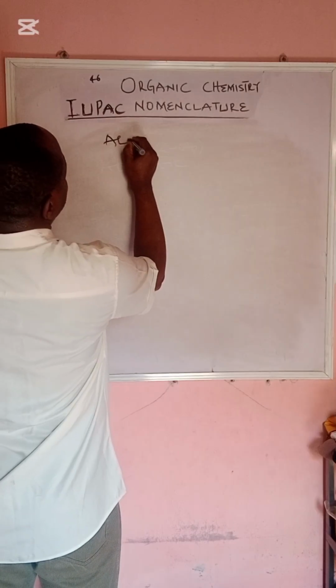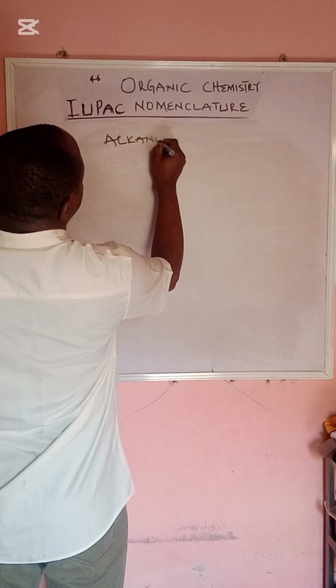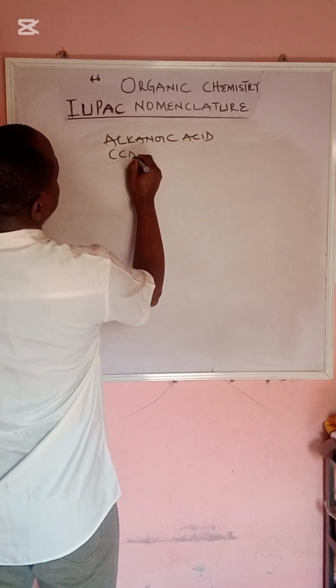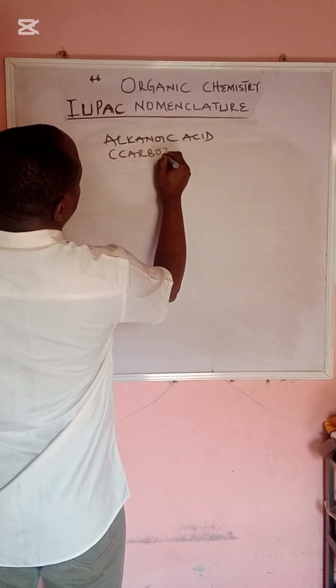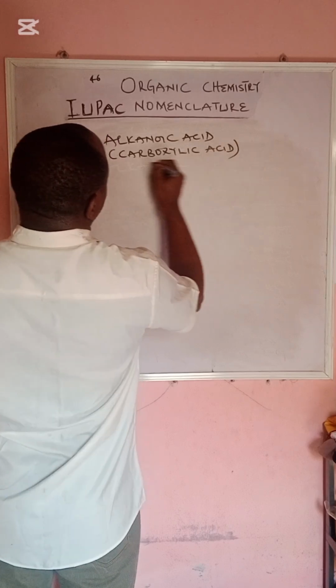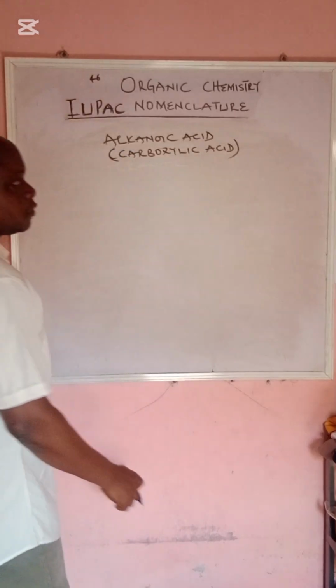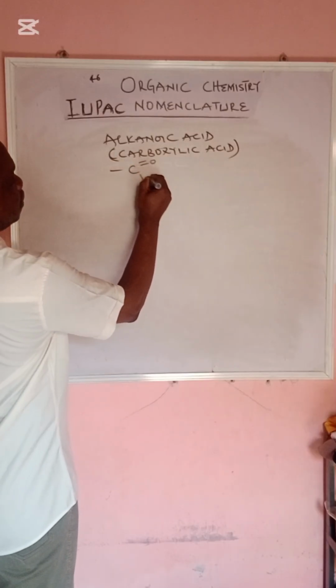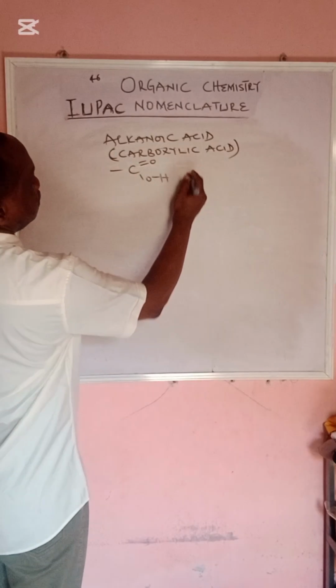Let's look at alkanoic acid, the one we call carboxylic acid. We call it carboxylic acid. And the functional group is, you still remember?